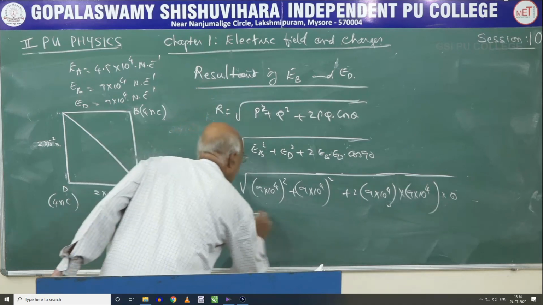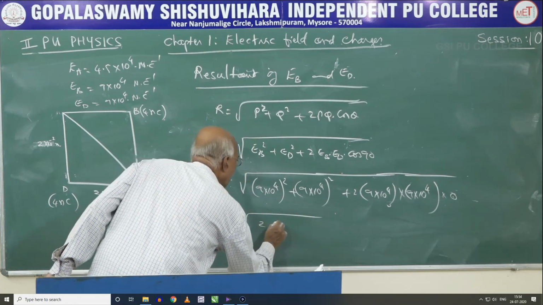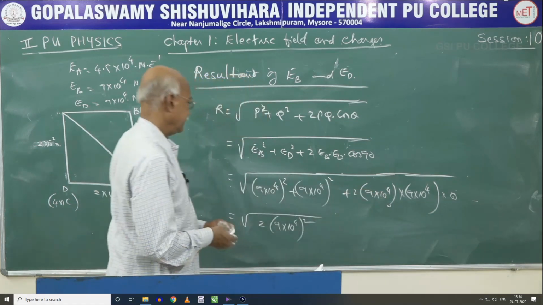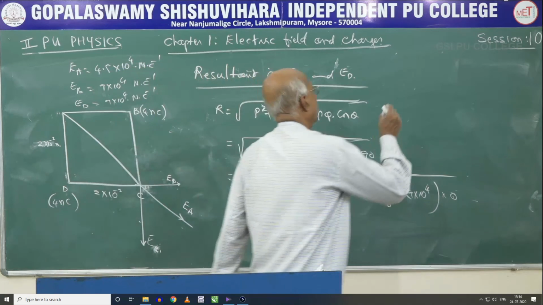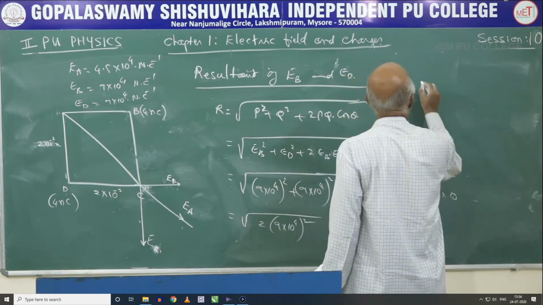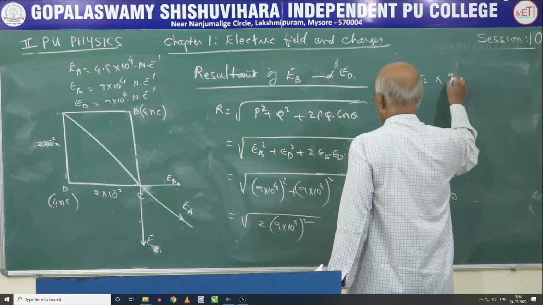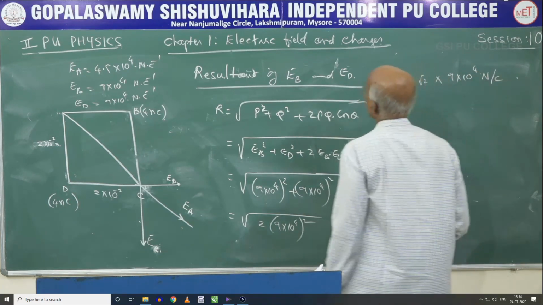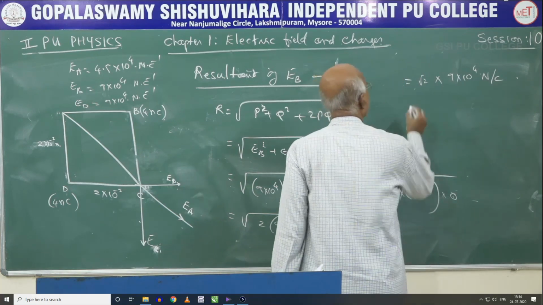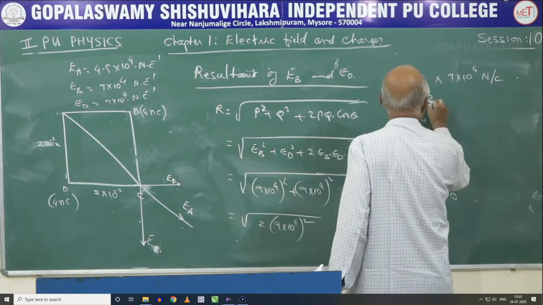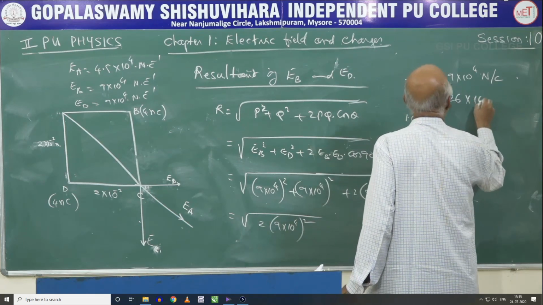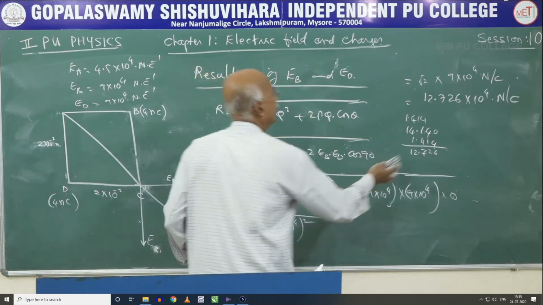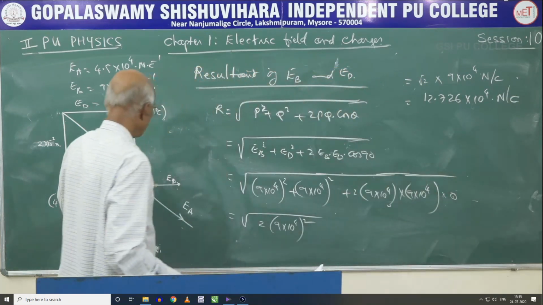Therefore this is equal to 2 into 9 into 10 to the power of 4, the whole square. This gets cancelled. This is 2 times this. So therefore this is equal to root 2 into 9 into 10 to the power of 4 Newton per Coulomb. So this can be written to be equal to 12.726 into 10 to the power of 4 Newton per Coulomb. So this is the resultant available.